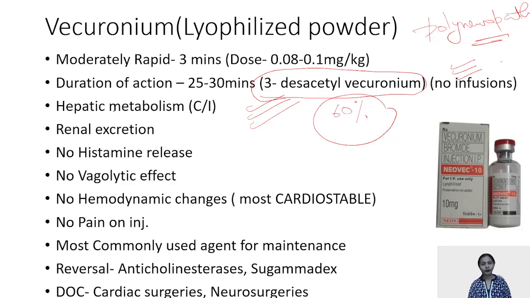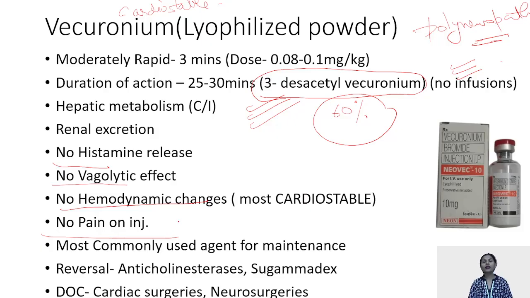Excreted through renal, it is cardiostable. Vecuronium is a cardiostable drug. No histamine release, no vagolytic action, no hemodynamic changes, no pain on injection, and it is the most common drug used in the operating theaters for maintenance, not for long duration infusions but for maintenance. Then it is contraindicated in liver failures.